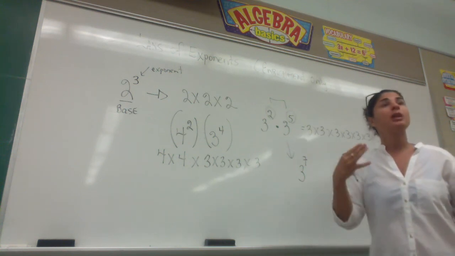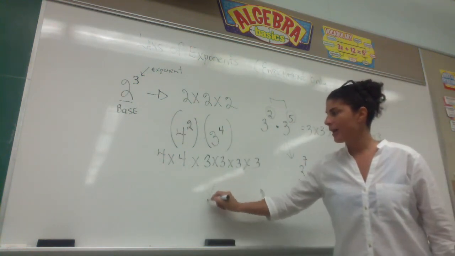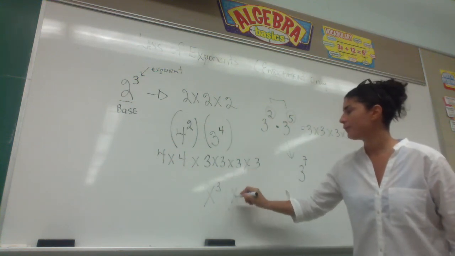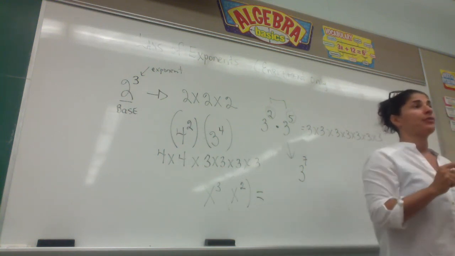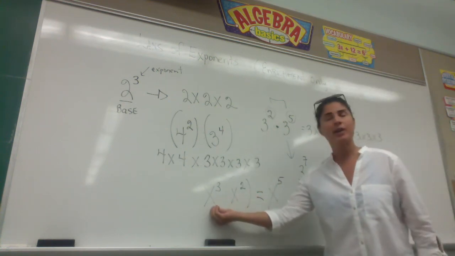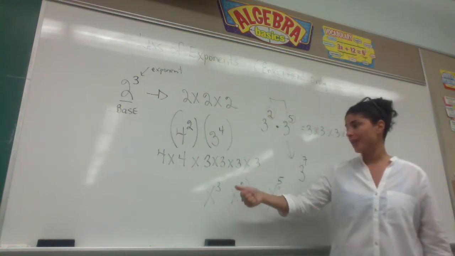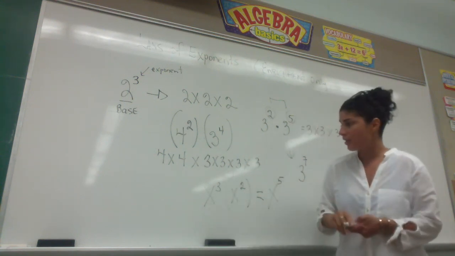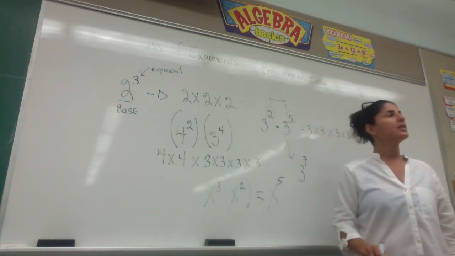So now I'm going to apply that to algebra. So if I have x to the power of 3 times x to the power of 2, what do I actually have? X to the power of 5. Very good. Because they're saying that whatever this x is, it's the same number. And since we're multiplying, I actually have x times x times x and another x times x, which means that all I have to do is add 3 plus 2 is 5.